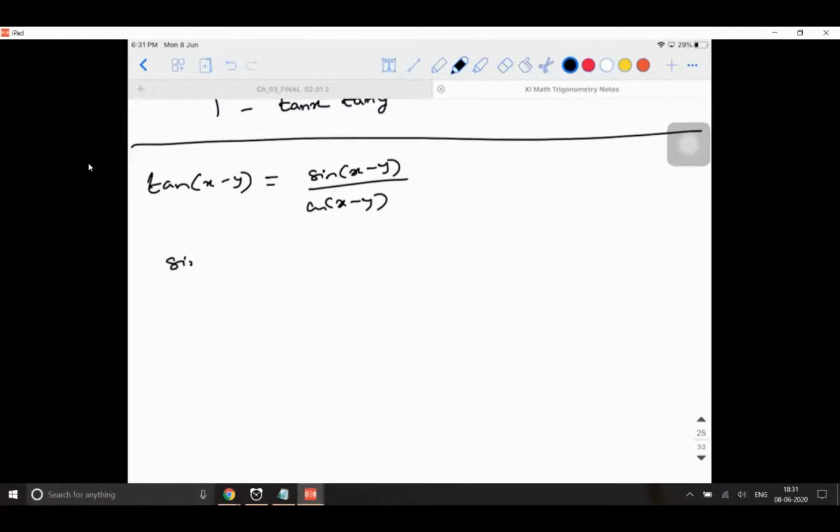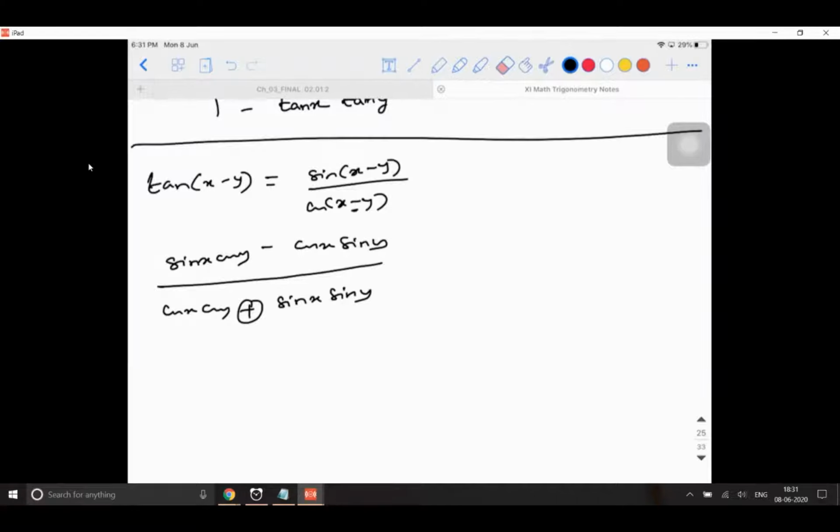Then what is sin of x minus y? That will be sin x cos y minus cos x sin y, the whole divided by cos of x minus y, which is equal to cos x cos y plus sin x sin y. Remember, when cos is having a minus here you will have a plus. Opposite signs will come. Okay, that is how we need to remember. So what will come here is cos x cos y plus sin x sin y.